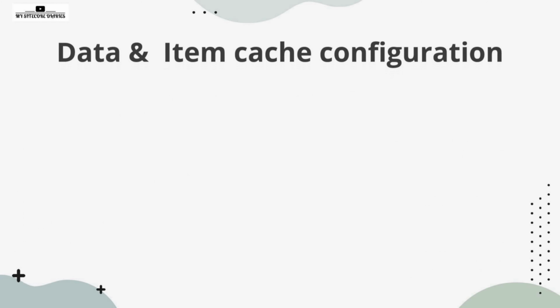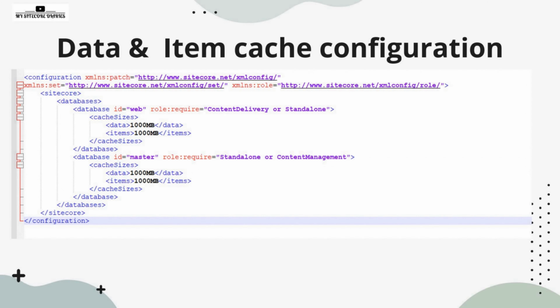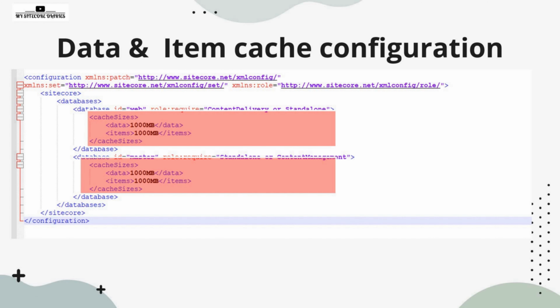Then we will talk about the data and item cache configuration. Again, this is a patch file we will need to add. You have to provide the size of the caches here, right? Here you see the data cache is 100 MB, and the item cache is 100 MB. If you see the nodes here, it will be added in the Sitecore database node. Then you define which database you are defining it for. So here it is for the web, and down below it is for the master. This is how you can configure the cache sizes for the data and item caches.